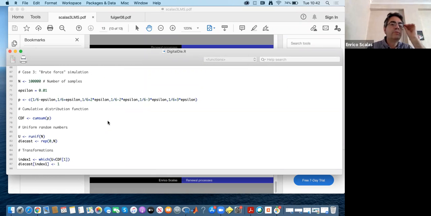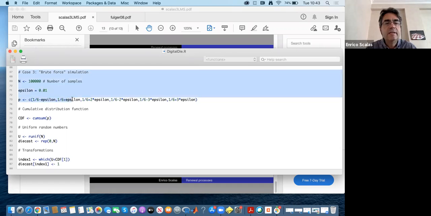Which I call brute force simulation, and this is the one I was somehow proposing to you. Now here, what I'm doing is creating a slightly biased die, where, if I am not wrong, the probability is summing up to 1, but each face has a probability slightly different from 1/6.